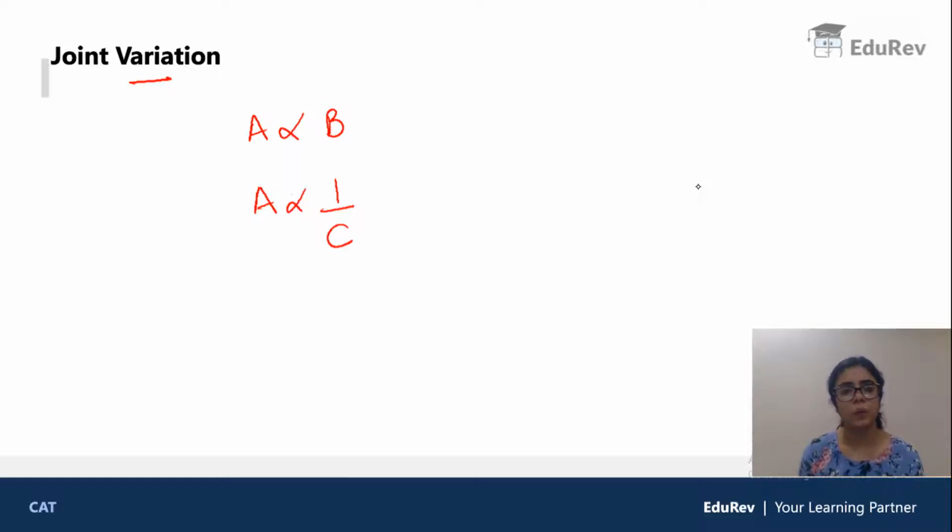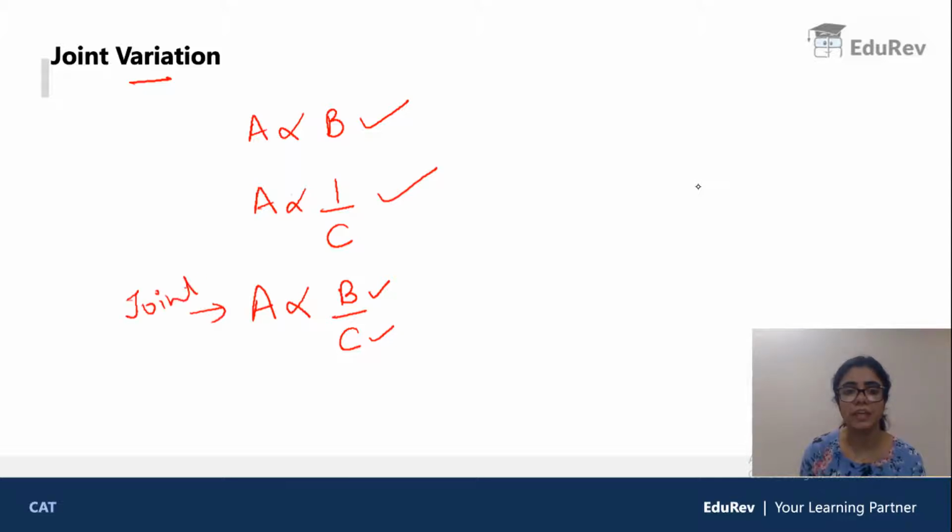Now what do we do? We know this relation, we know this relation. We combine both of them. So we write it as A varies with respect to B upon C. So A is directly proportional or directly varies with B and inversely varies with C. So we combine the two. And this is called joint variation. Okay? This is called joint variation. So if you want to remove the variation sign, you add a constant. So that is K B upon C.